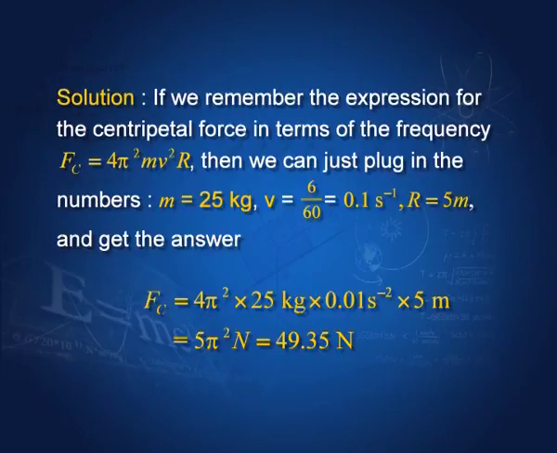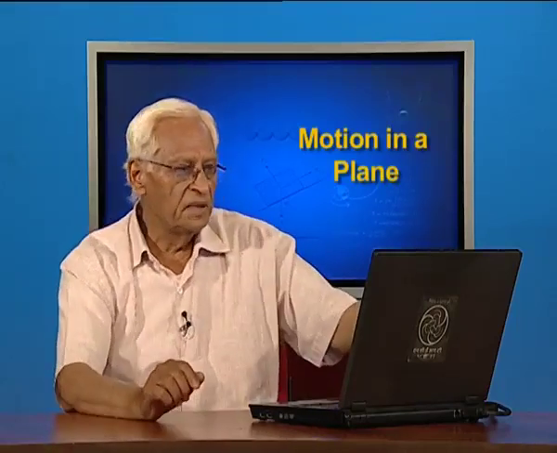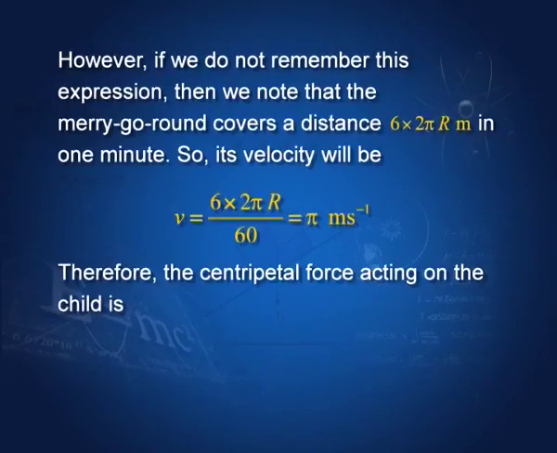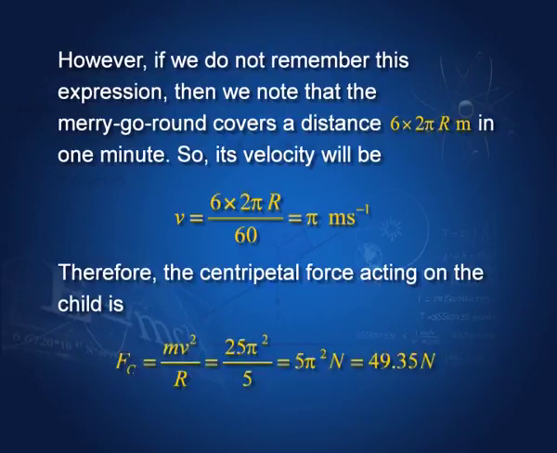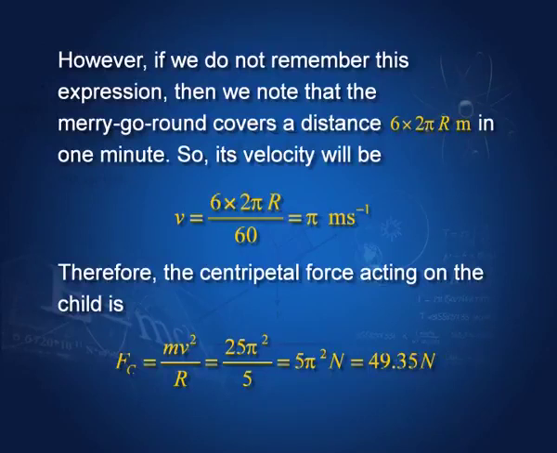If you do not remember, then you can find the velocity, and then compute mv squared by r. It makes 6 rounds, so it covers a distance of 6 times 2 pi r in 1 minute. So, we can find the velocity is 6 into 2 pi r divided by 60, which is pi meter per second. And now, the force is mv squared by r, mass is 25 kilograms. So, 25 pi squared by 5, this is again 5 pi squared N, which is 49.35 N. So, whichever way you want, you can do it. This is a very simple example just to illustrate how the centripetal force is calculated.